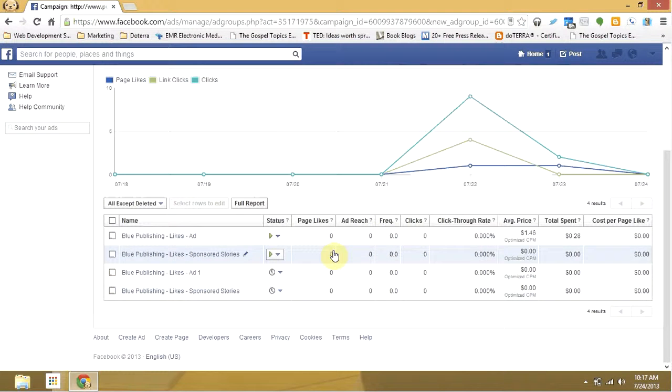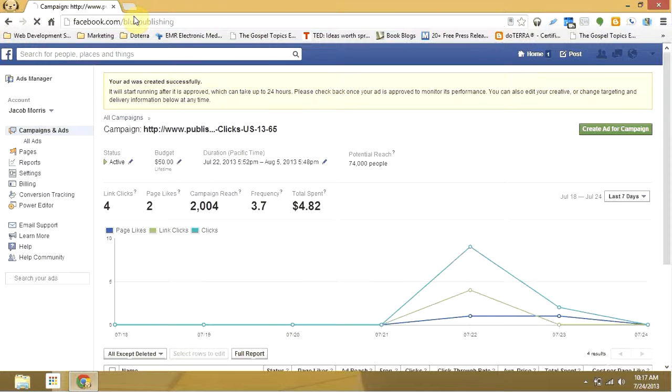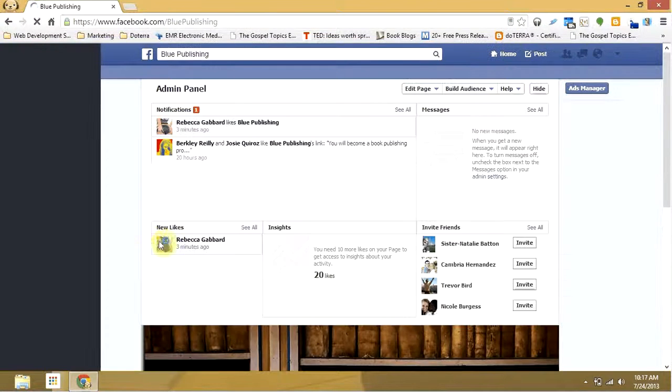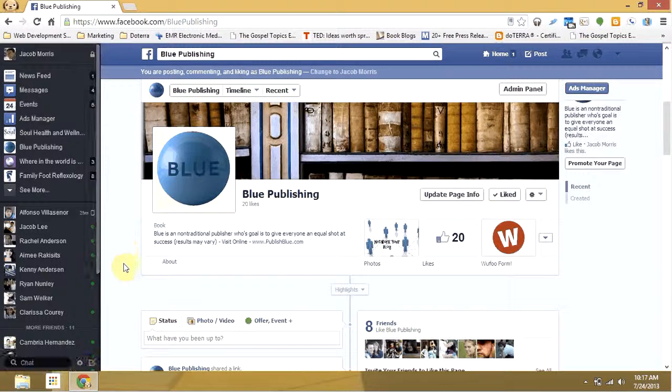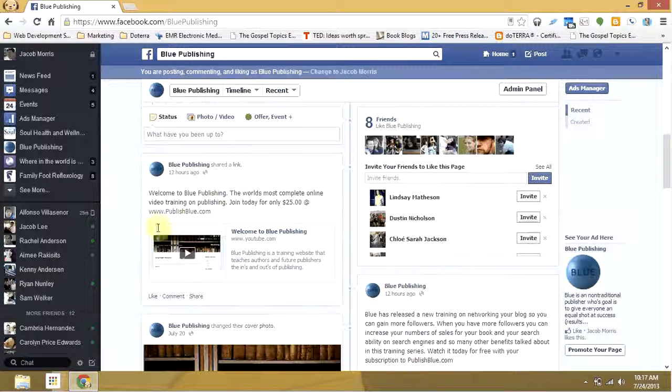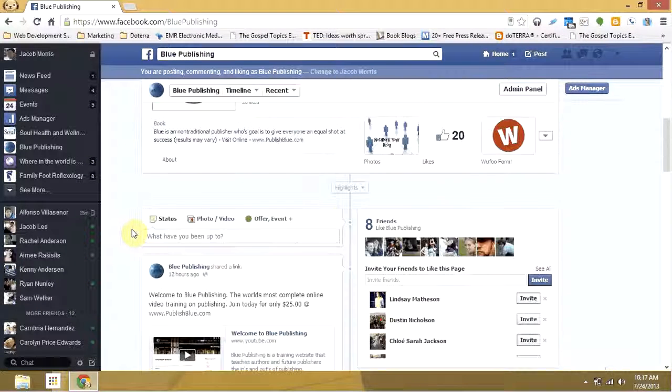So that's, in kind of a real-world example, how you would go about making a really limited ad. And then I would go over here to my Facebook page that I have running here, and I would work on putting a post right here about Lightning Source and working with them in that regard.